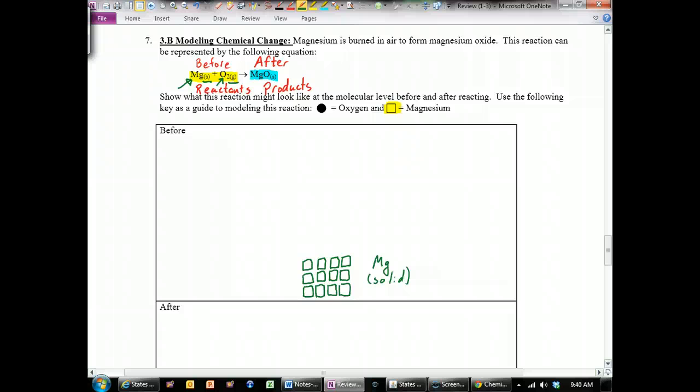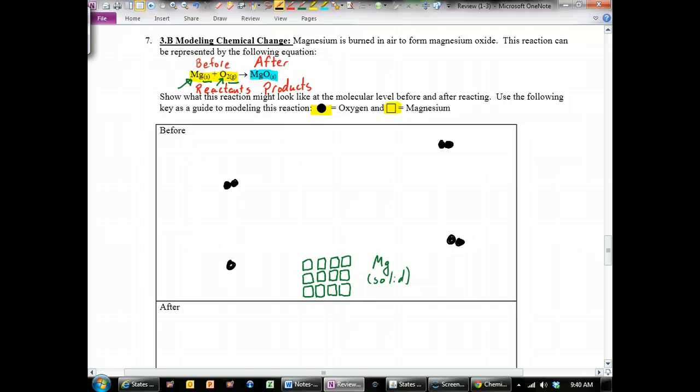I'm going to do this by using the key. Oxygen's going to be the black circles. So the black circles, oxygen with the equation is shown as O2. So I have to draw two of them connected to each other. But it's in the gas state. So instead of showing them all clumped together, I'm going to show O2 molecules floating around the magnesium. This represents the oxygen that's in the air.